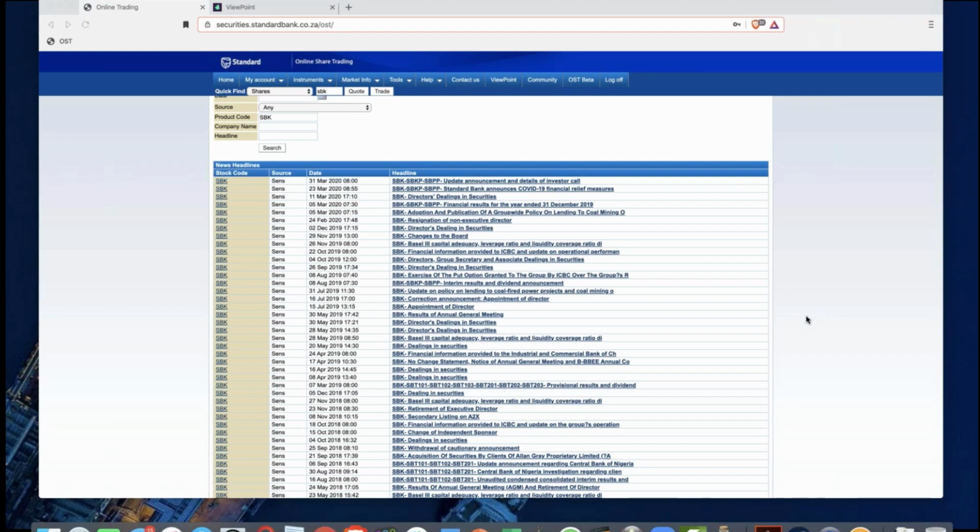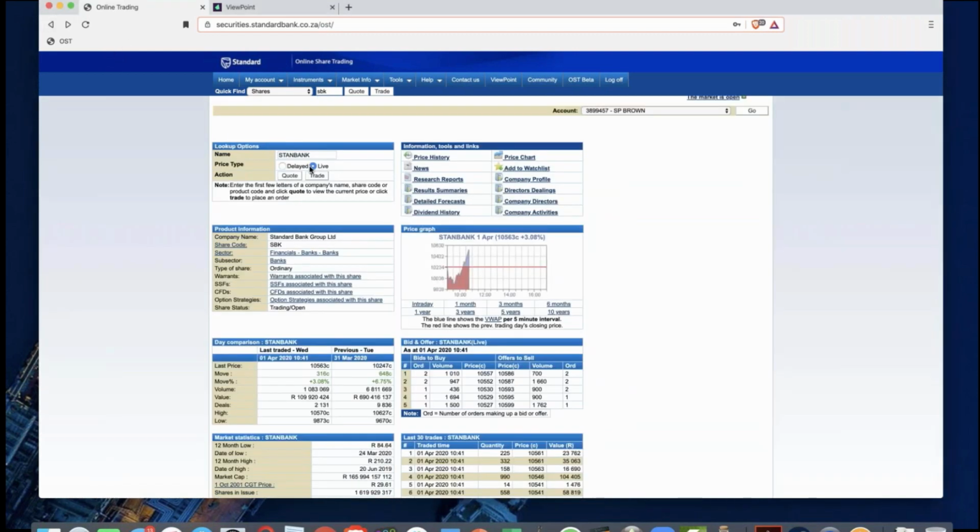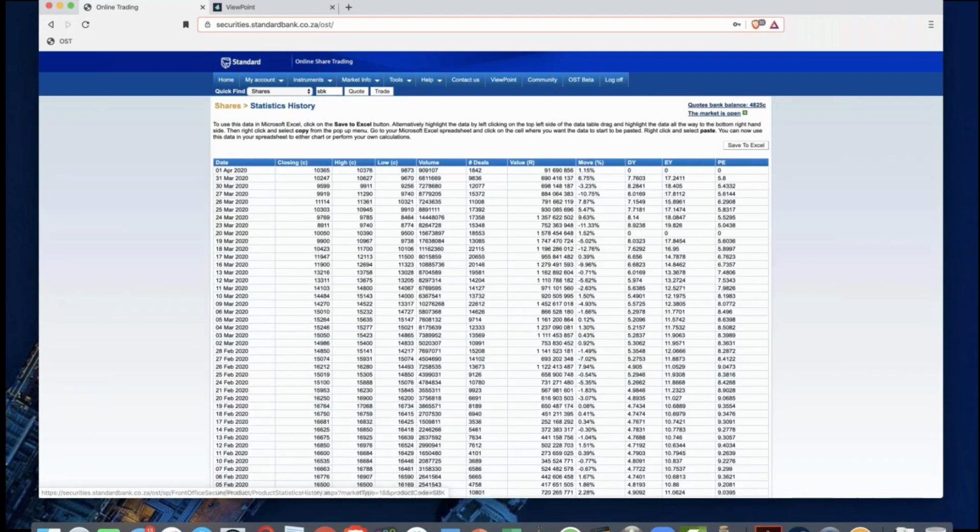Is there more information around Standard Bank? Yes, but this is the factual stuff. The other information you're going to find in FinWeek, Business Day, MoneyWeb, podcasts and the like, and that boils down to opinion as opposed to actual facts. Price history, literally as it suggests, gives you daily price history on Standard Bank: close, high, low, does not give you open.